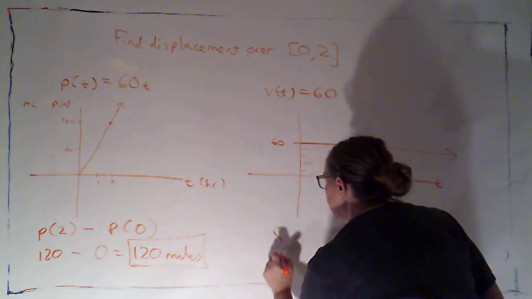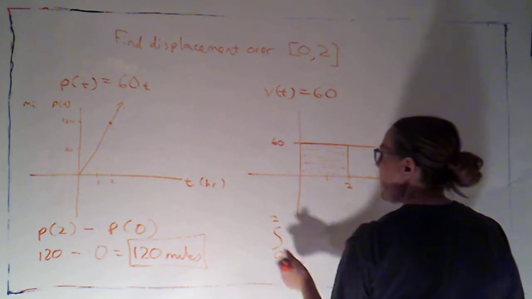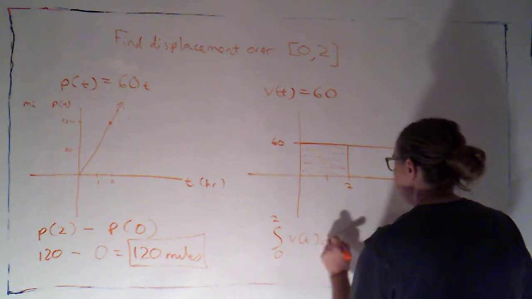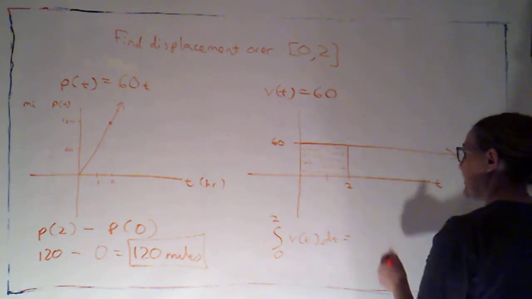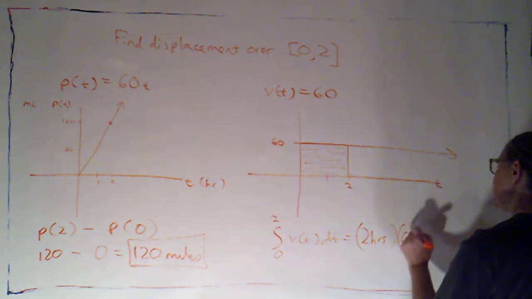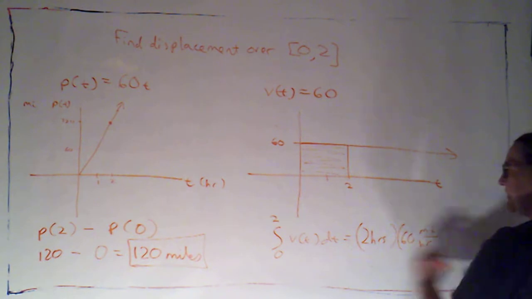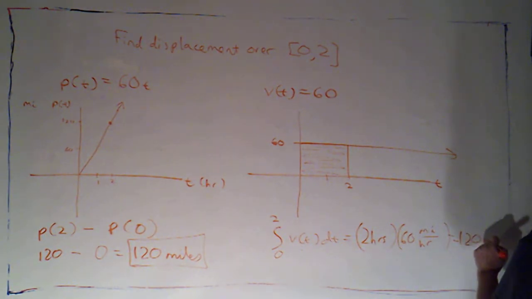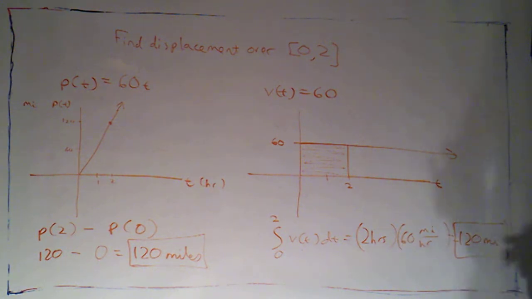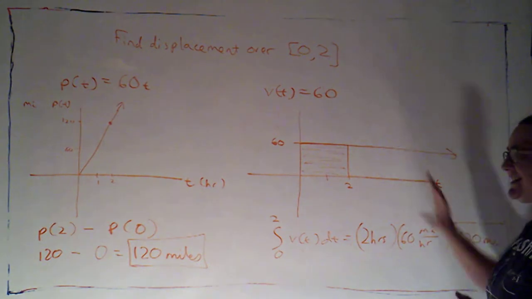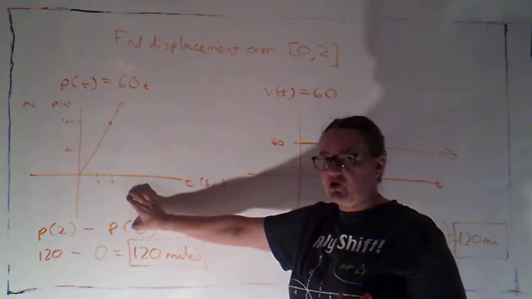So I can say the integral from 0 to 2 of the velocity function would correspond to just this area, which would be 2 hours times 60 miles per hour. So that's a symbolic area that we have, and that would be 120 miles. So I get exactly the same thing. But notice that what that means is that this integral is exactly the same as this subtraction problem.